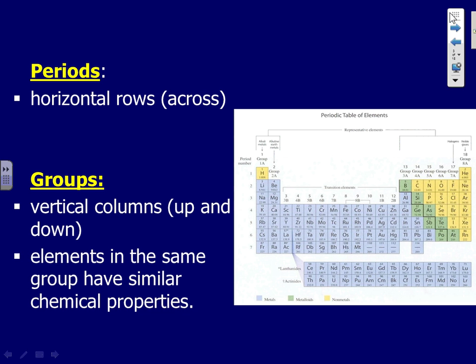The groups that go down, the vertical columns up and down, they're called groups. Sometimes they're called families. Actually, I'm going to put that in brackets here. Groups or families. All right? Like brothers and sisters. Right? If you're in a family, your brothers and sisters will have similar characteristics to you. Might have similar hair color, might have similar body size. So the chemicals that are up and down, they have similar characteristics, so we call them families.